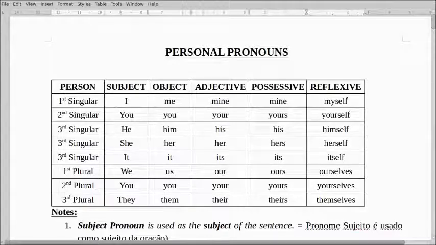For the second, your. For the third, his.